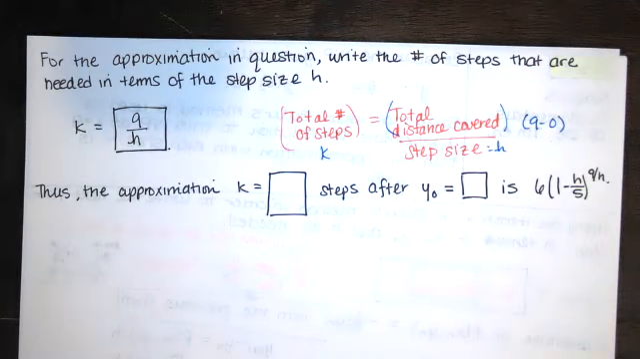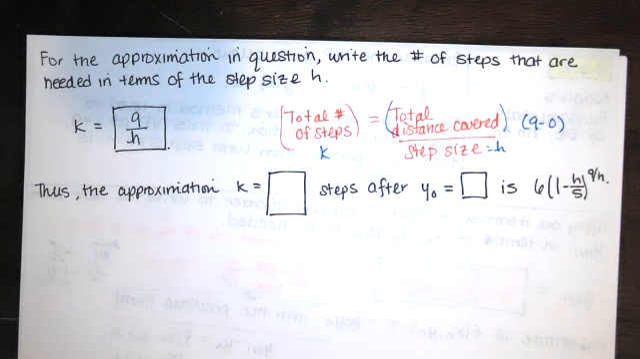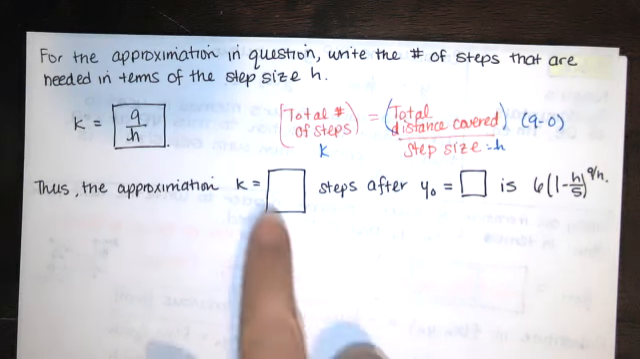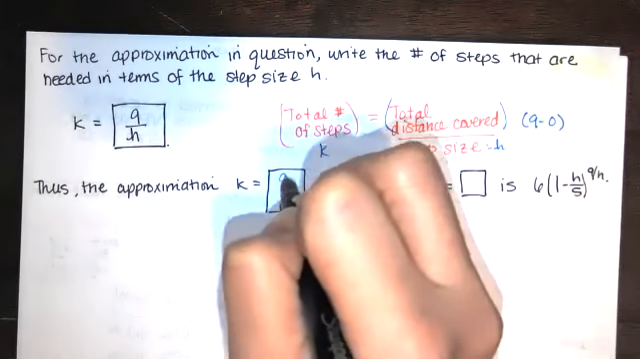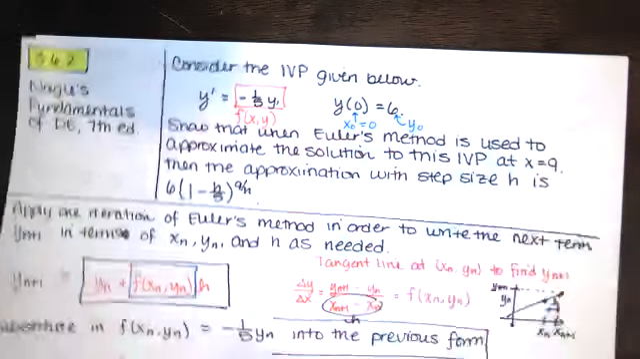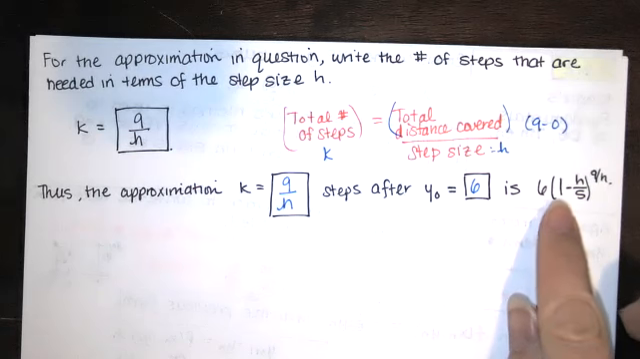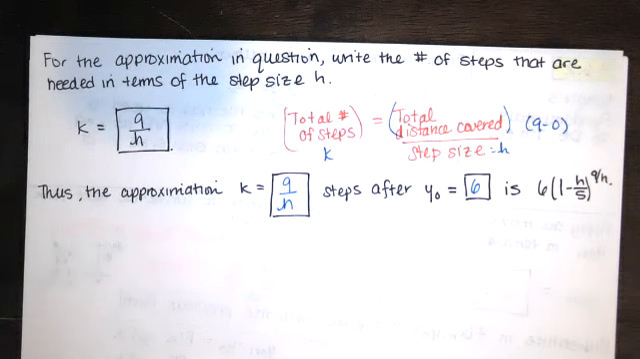If h equals 1, we need 9 steps. If h equals 0.5, then we're going to need 18 steps because we're going half a unit, half a unit, half a unit. We're going to have to go twice as many steps. If h equals 0.25, well, then you're going to have to go 36 steps. Hope that makes sense. Okay, so then they say, thus the approximation 9 over h steps after y naught equals blank. And that was given in the problem statement. Remember, x naught is our 0 here, and y naught is the 6. Is, and they have 6 times 1 minus h over 5 raised to the 9 over h.